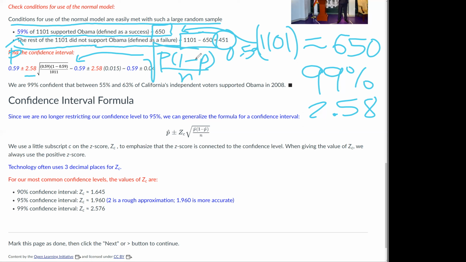The sample size is 1,011. I think they might have messed this up. This should be 1,011, not 1,101. Oh, well, they put the 0 and the 1 in the wrong place. What are you going to do? Yeah, and then you calculate that. 0.59 plus or minus 2.58 times that big square root formula.